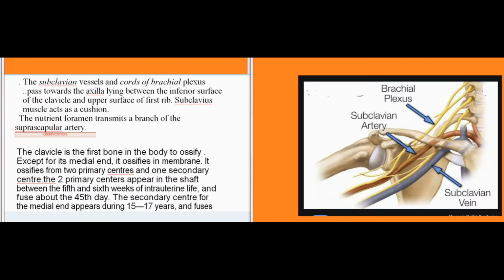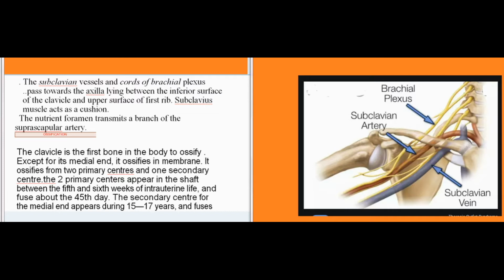The subclavian vessels and cords of the brachial plexus pass towards the axilla lying between the inferior surface of the clavicle and the upper surface of the first rib. Subclavius muscle acts as a cushion. The nutrient foramen transmits a branch of the suprascapular artery.